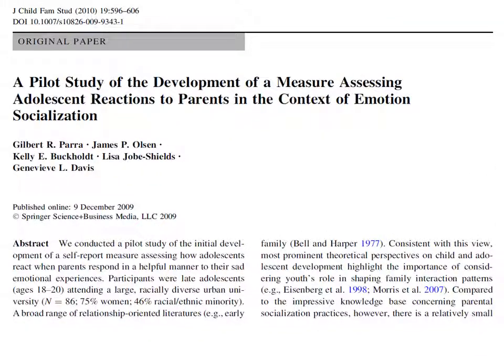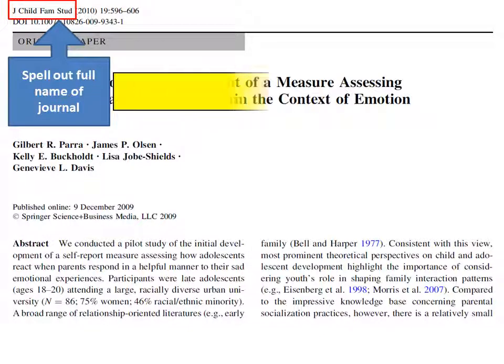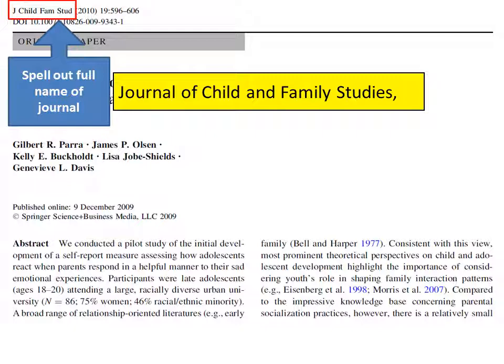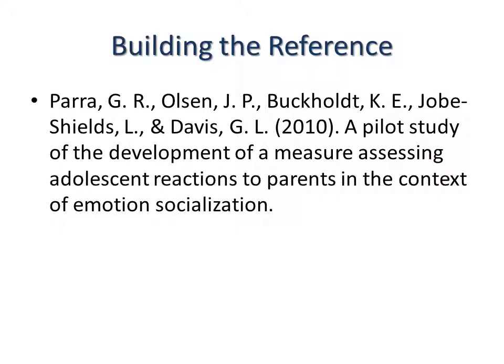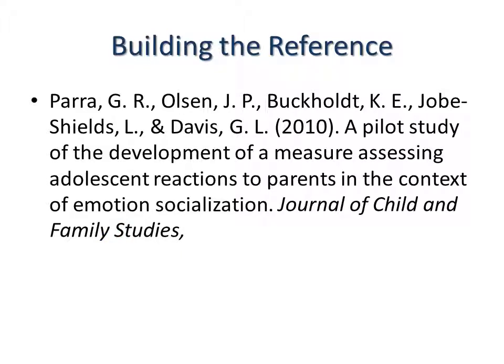Let's return to our paper. The next thing we need is the journal name. The name of this journal is the Journal of Child and Family Studies. We can find that here at the top. Now we want to spell out the full name of the journal, which again I said was the Journal of Child and Family Studies, followed by a comma, and then also italicize it. Let's add that to our reference. Here it comes. All right.